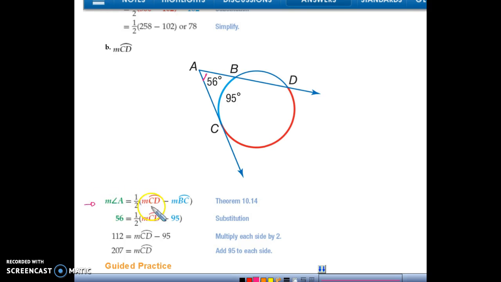The measure of A is 1/2 of the measure of arc CD minus the measure of BC. Now, the measure of A is given, it is 56. And the measure of BC is 95. So I substitute in this equation. Now, what I need to find is to solve for the measure of CD. Okay, I multiply both sides by 2. All right, and I add 95 on both sides. So the measure of CD comes to 207 degrees.